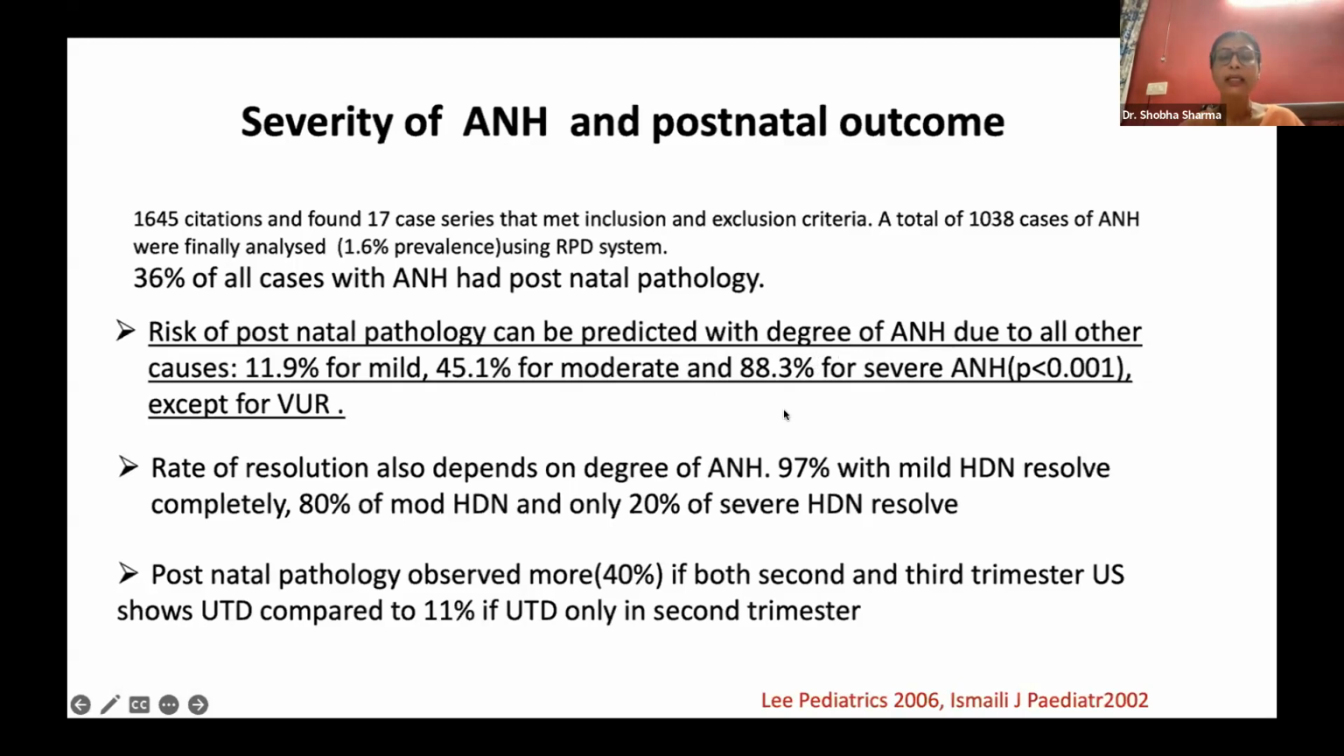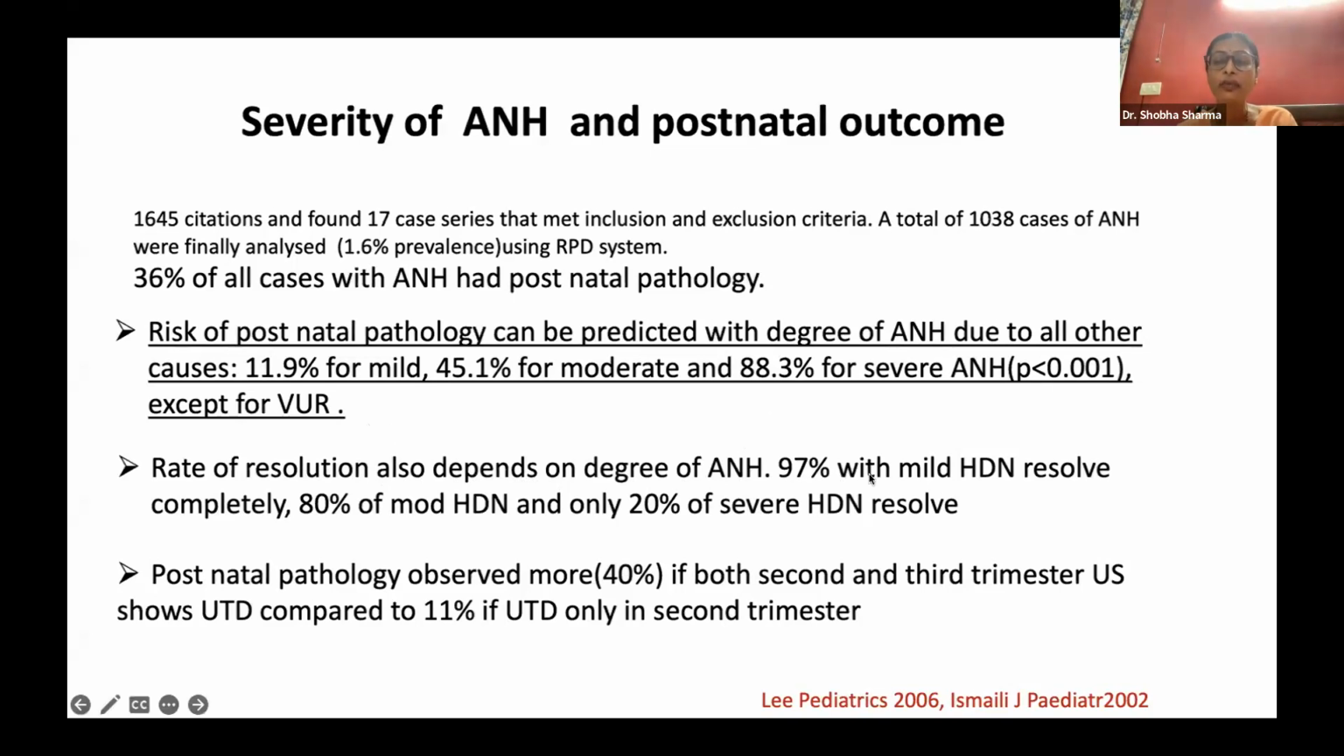Again, it means that the incidence of VUR does not vary with the severity of antenatal hydronephrosis. Then this severity also decides the rate of resolution. So it can also give you an idea of how many percent of these babies are going to resolve spontaneously or may have physiological dilatation.